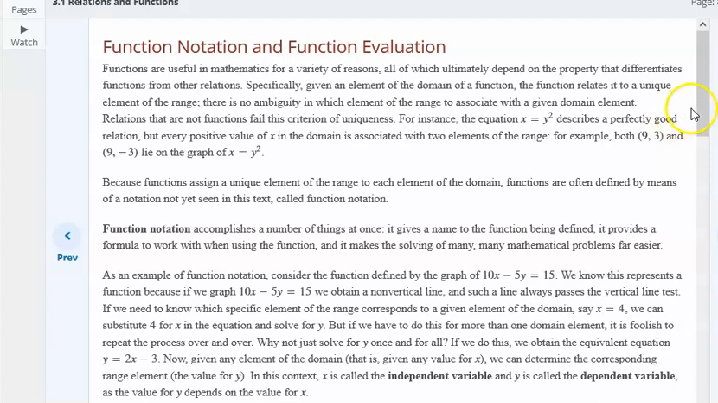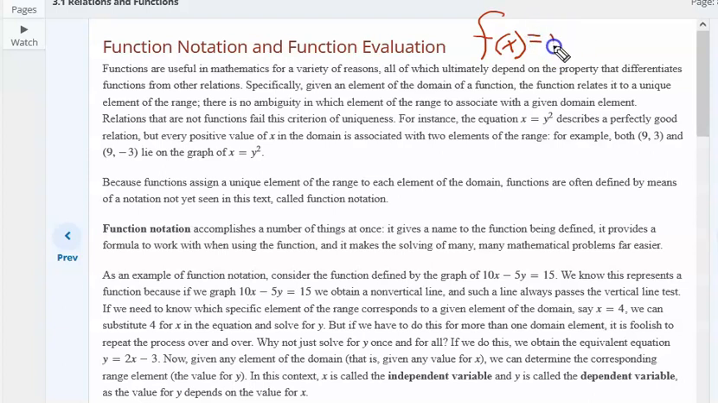Now, in this section, we're going to take a look at what is called function notation and then function evaluation. Well, the symbol for function is an f, and then it's written with a parenthesis and usually with an x, like so. Now, other letters can be used, but it's this symbolism that's used to represent a function.